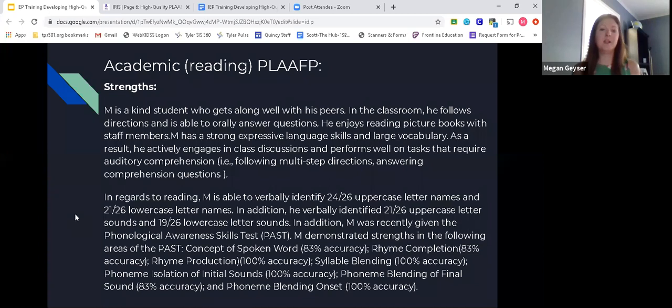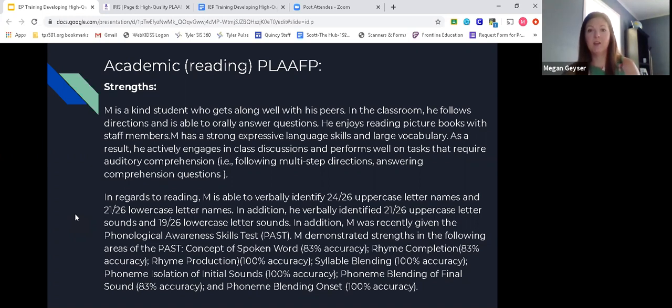Now you might say, Megan, this doesn't pass your stranger test because you just have phonological awareness skills. Not everybody knows what that means. You have the different tasks that the student completed with more than 80% accuracy. So we've got concept of spoken word, but what does that mean? Don't worry. When we get into our current performance, I have much more detail there. This is just showing the strengths that the student has connected to the content area. Okay? So this is a good example of a breakdown of the strengths component.